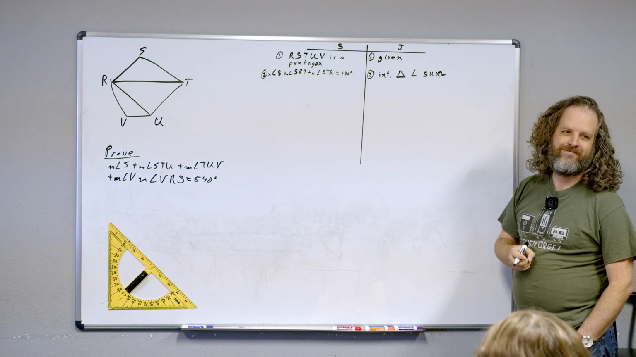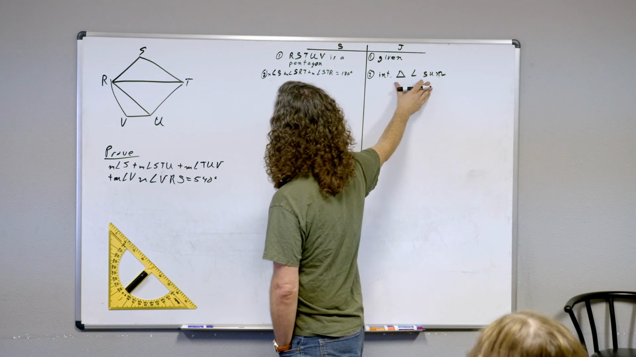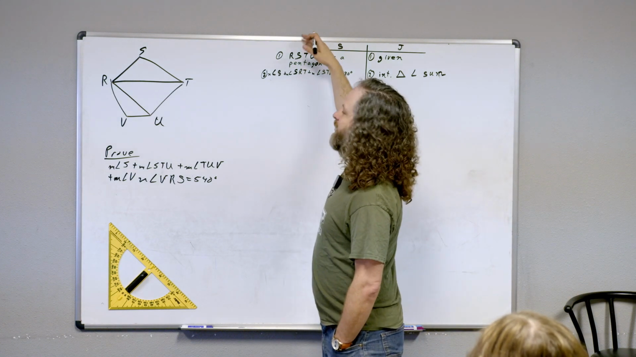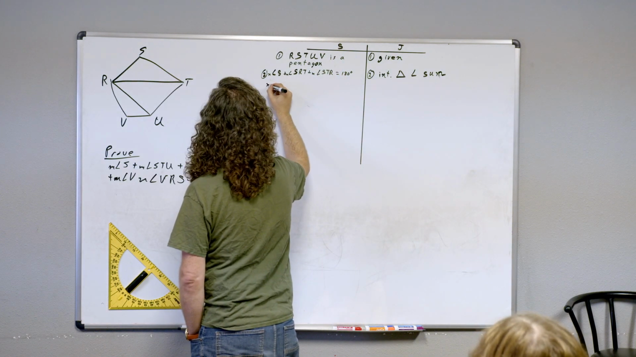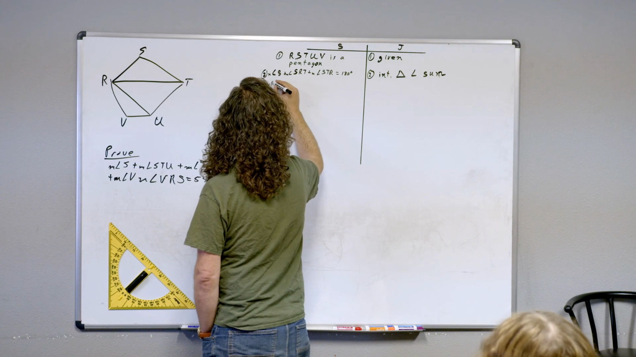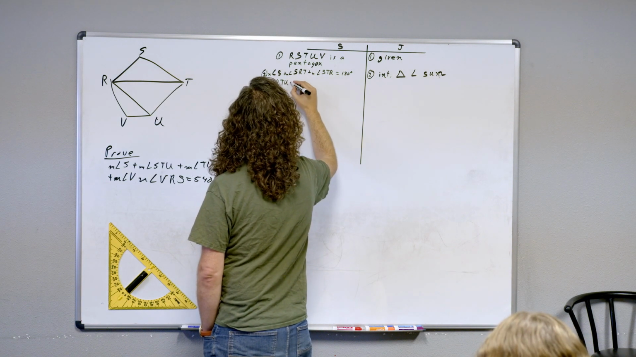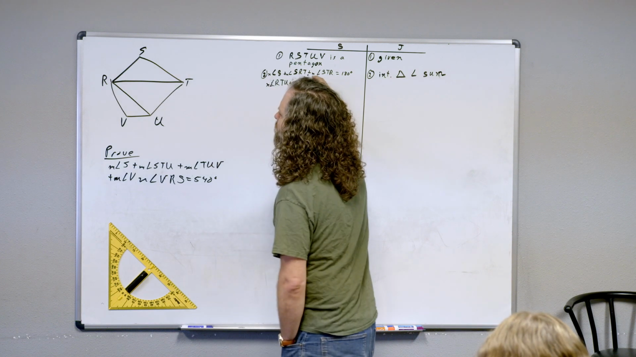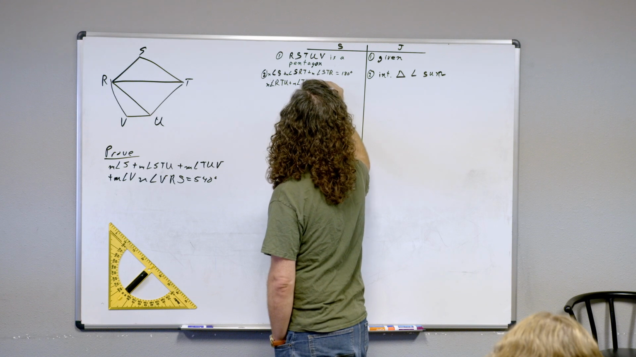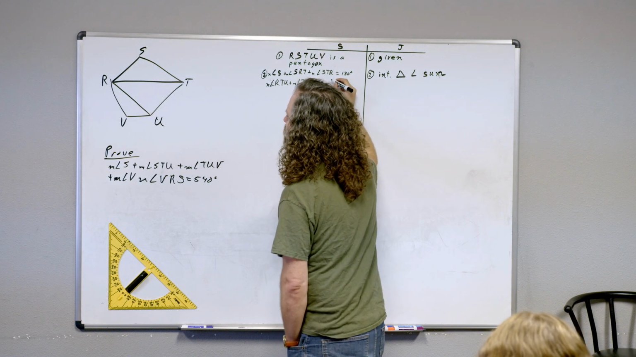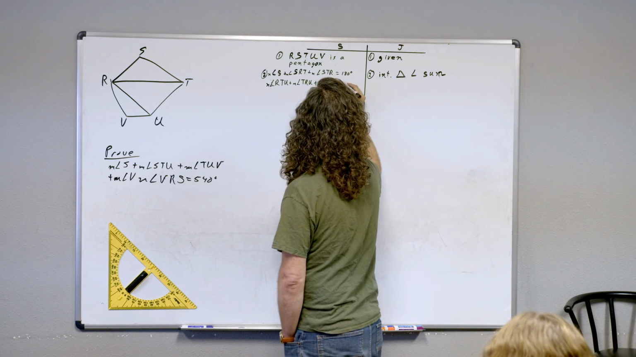Now what? Do the same for the other two. Yeah, same thing for all the other ones. In fact, it's the same justification, and we're not relying on anything else up here, so we can put all these in the same step. So the measure of angle RTU plus the measure of angle TRU plus the measure of angle RUT equals 180.